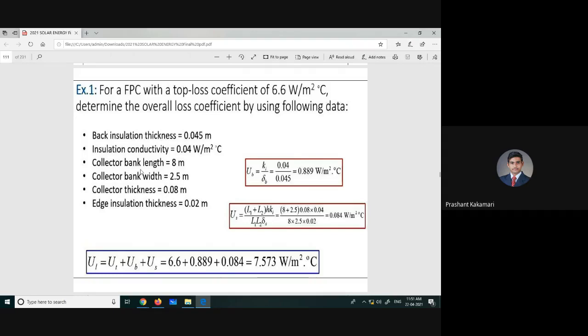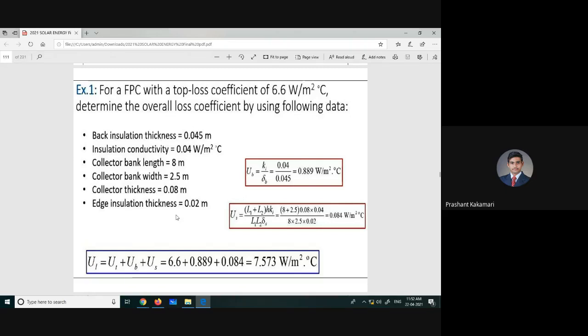Collector bank length, so total bank in the sense the length of the collector, is 8 meters. From the top, if you see the collector, the total collector length is 8 meters. Then width is 2.5 meters. So the entire collector, or the screen of your mobile itself, that's the receiver or the collector. That length is 8 meters, width is 2.5 meters for the flat plate collector. And collector thickness is also given, 0.08 meters. So these are the values given to find out the required details.